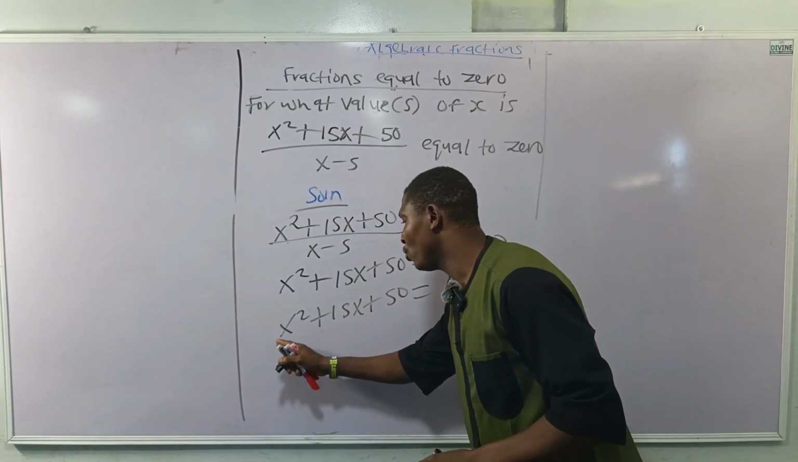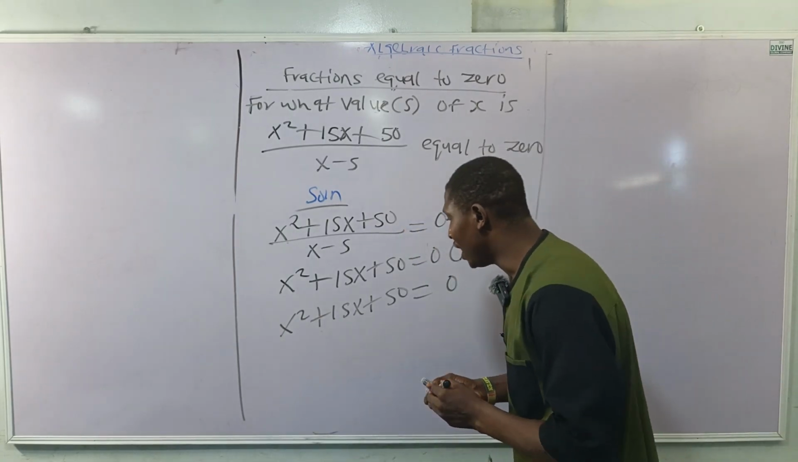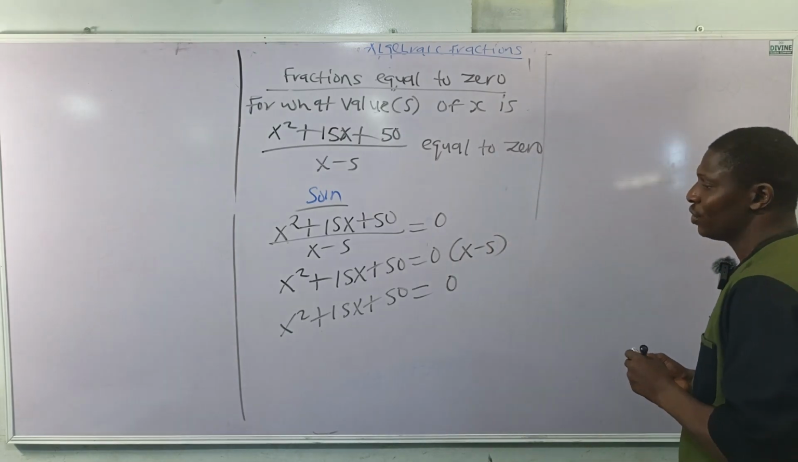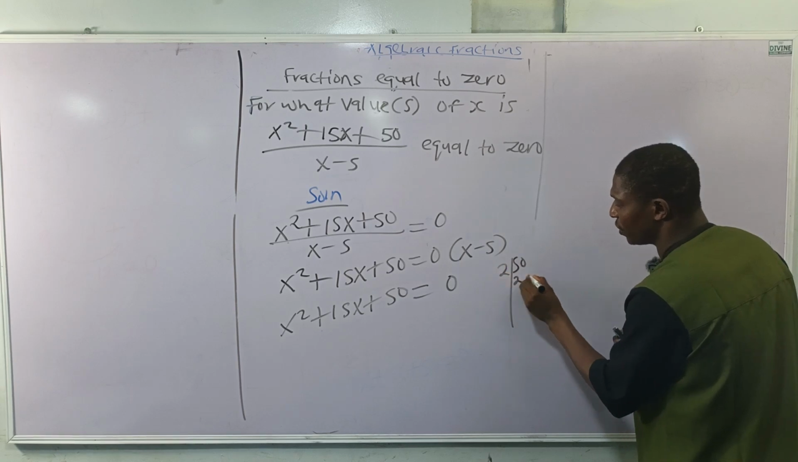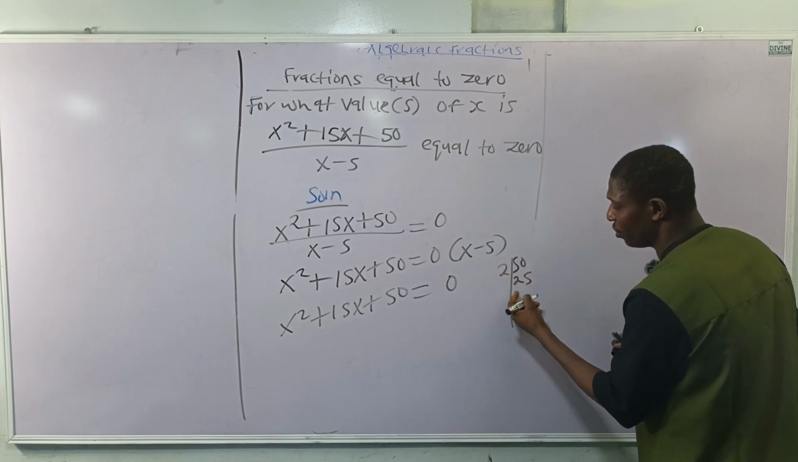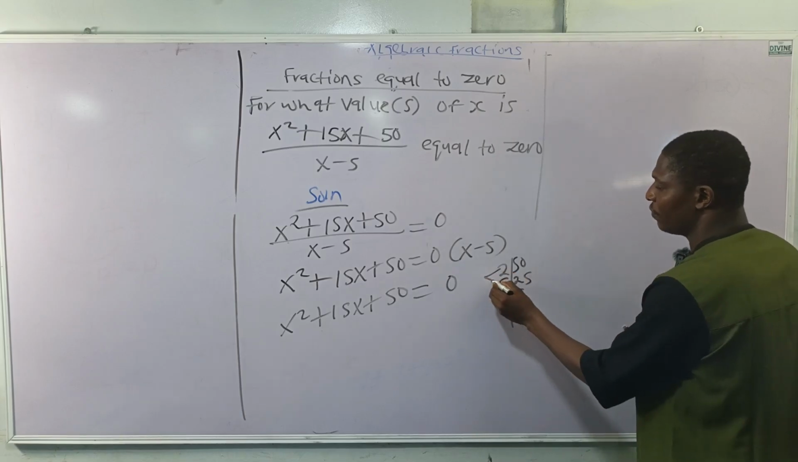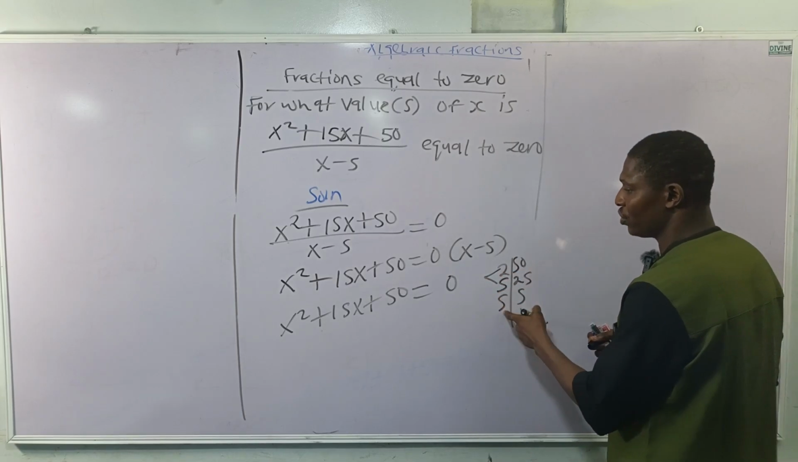50 times invisible 1, as the coefficient of s, will give me 50, and 50 and 1 cannot add or subtract to give me 15s. So I'll check for the factors of 50. If this is 50, 2 here will give me 25, 2 cannot go, 3 cannot go, 4 cannot go, so 5 go, give me 10, and 5 here 1. And I can have 10 and 5, 10 times 5 is 50, and 10 plus 5 is 15.